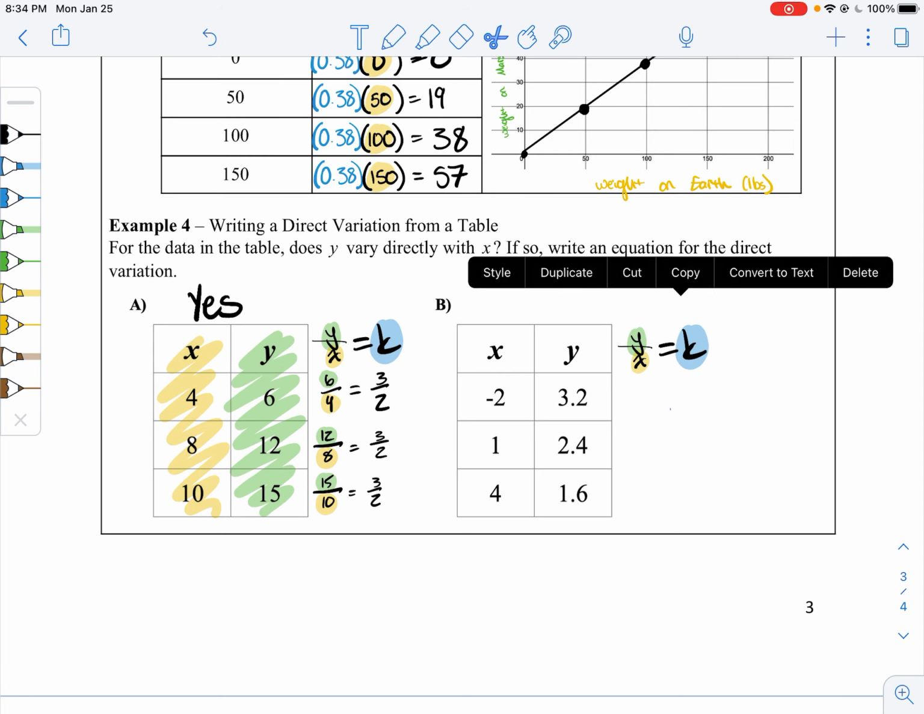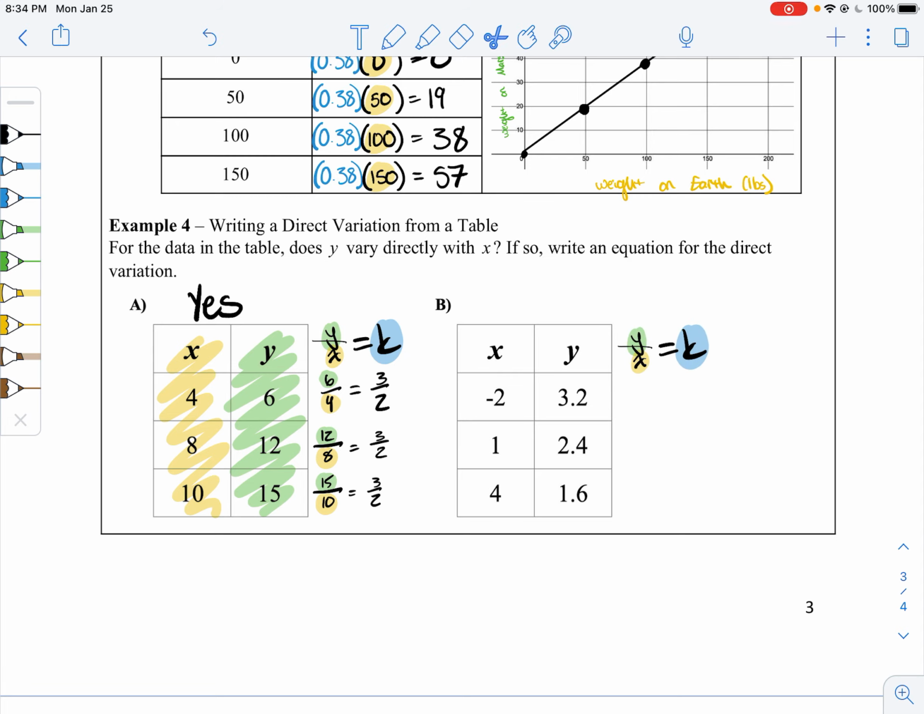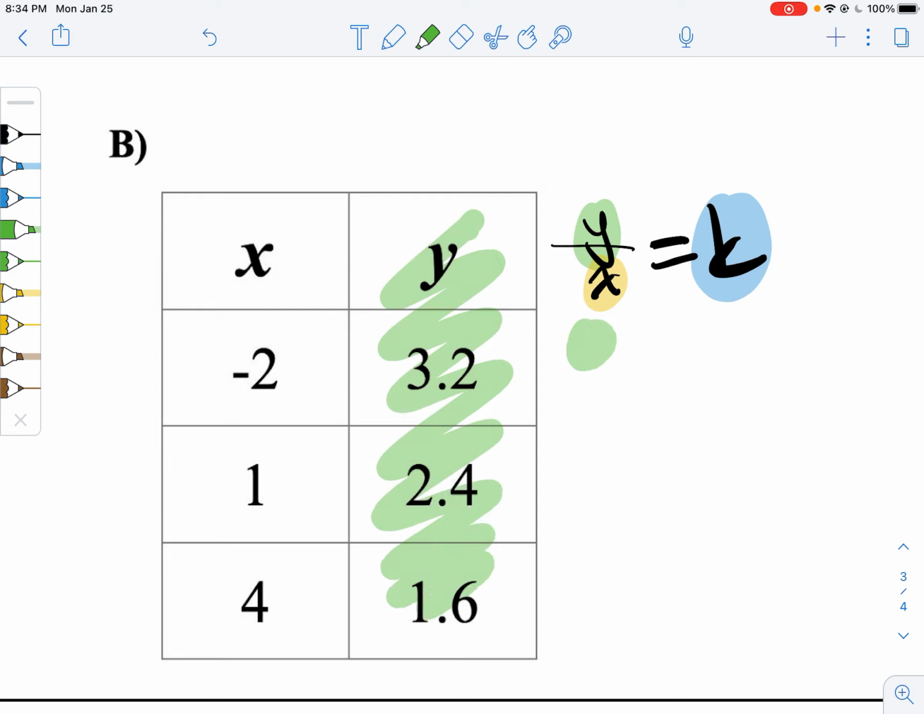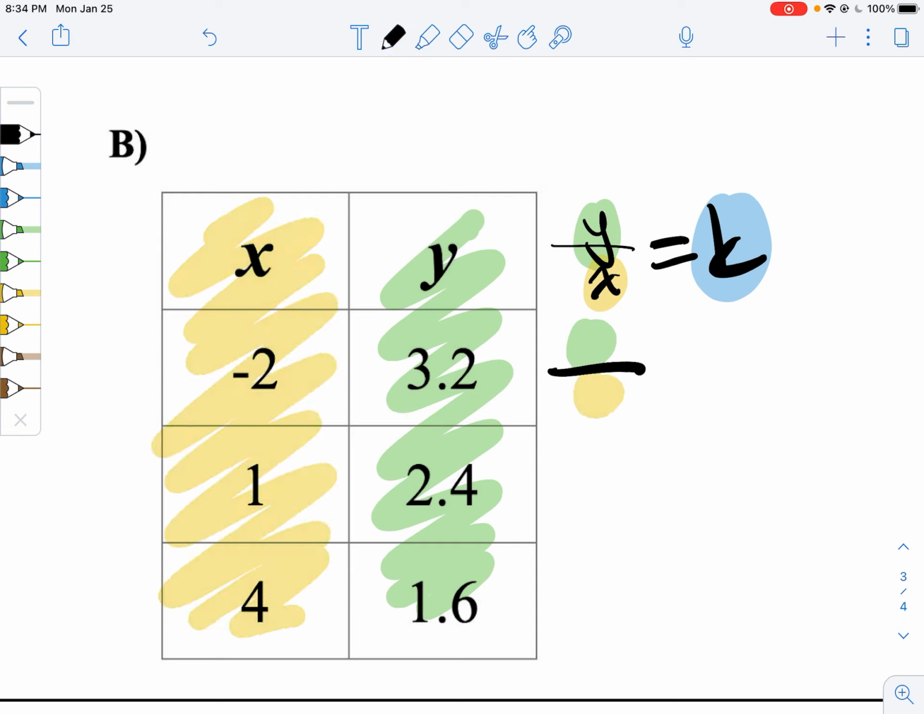Now, did you get it? Let's find out. So again, you're going to take that same process. You're going to take your y's, and then you're going to divide them all by your x's, and see what you get. Okay, so you need to do that for all of your data values. Actually, you don't even have to do them for all of them.